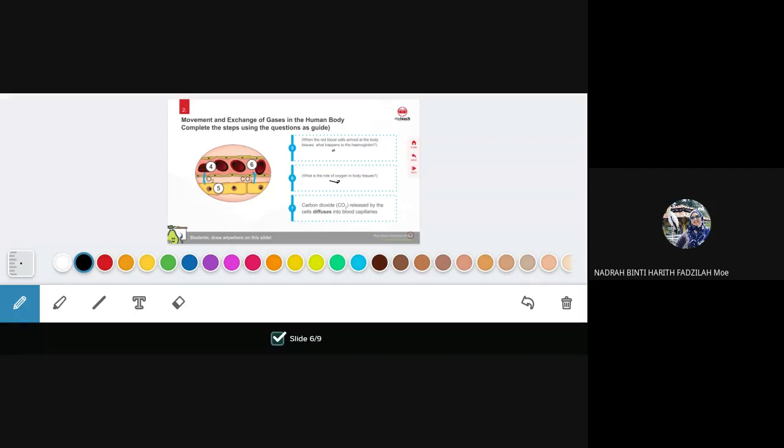Bentar ya. Okay, ini jawapan Nur Emma. Okay, Nur Emma pun sama. Okay ya. So, it started with when the blood arrive at body tissues, oxyhemoglobin will change to form hemoglobin and oxygen. Hemoglobin stays in the blood capillary, tak pergi mana-mana, but oxygen, tapi Emma, ejaan oxygen tu kena betulkan ya.